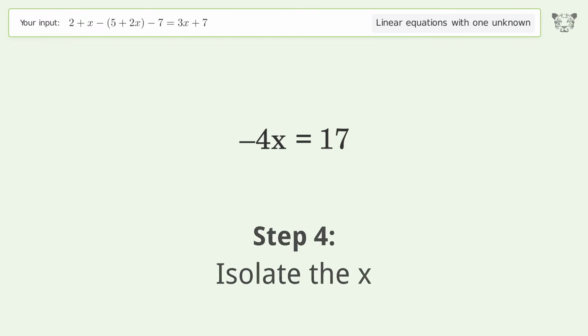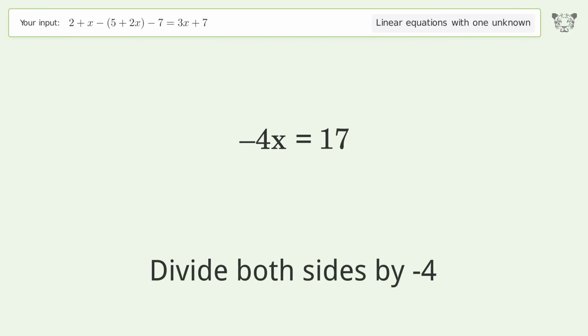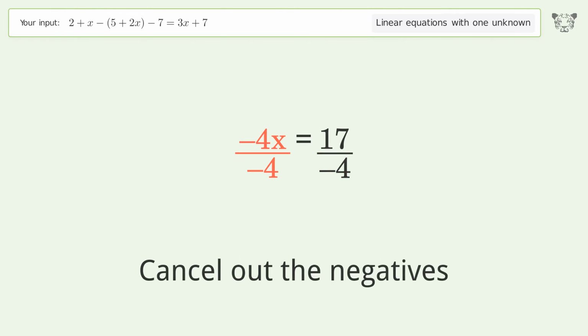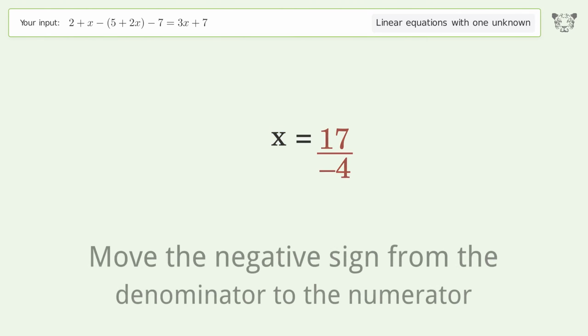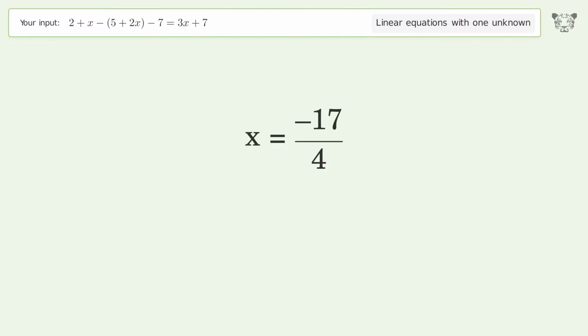Isolate the x. Divide both sides by -4. Cancel out the negatives. Simplify the fraction. Move the negative sign from the denominator to the numerator. And so the final result is x equals -17/4.